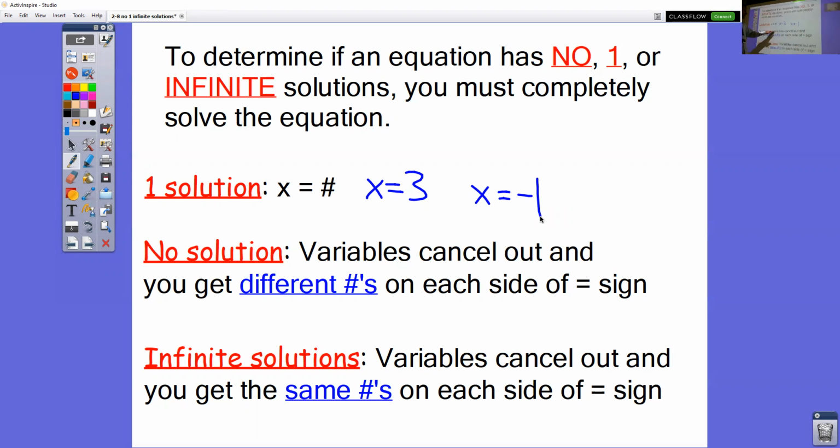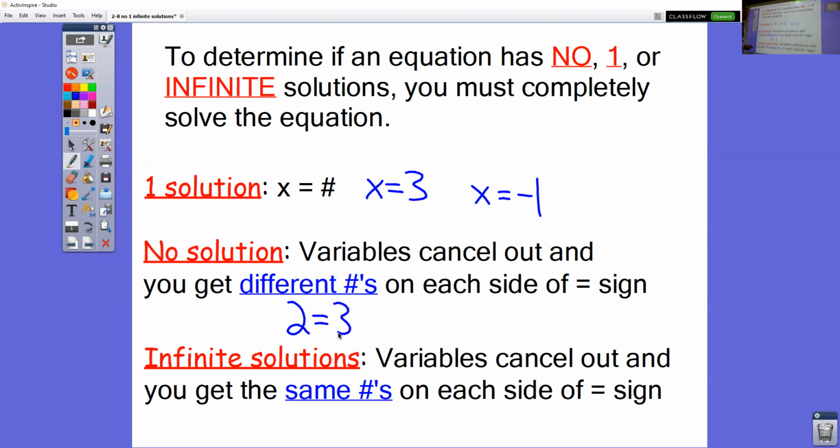In a no solution question, there is no answer to the question. It's an unsolvable equation. All the variables are going to cancel out, so all the letters are going to disappear, and you're going to be left with different numbers on each side of the equal sign. You're going to end up with answers like this.